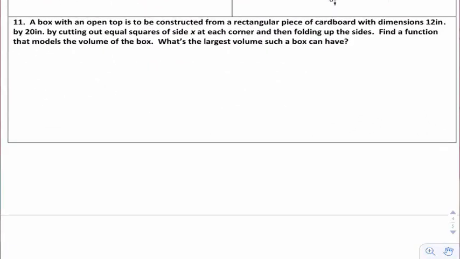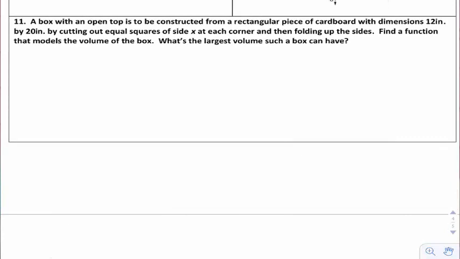And last one. So this is another type of optimization problem. Again, this is the type you'll see on the exam, so pay attention to this one as I go through it. You can do this one, you can do the one on the exam. So we got a box. It's going to be constructed from a rectangular piece of cardboard with the following dimensions, and then we're going to cut out equal squares at each corner.